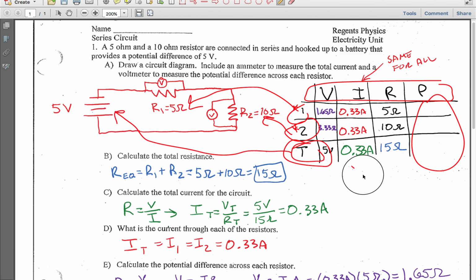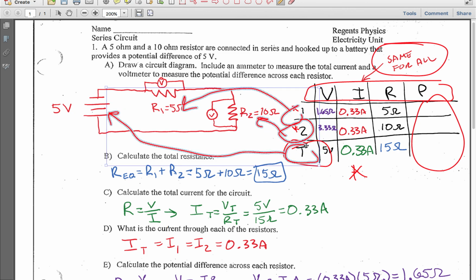Now the biggest key, remember that, as I put up here, the same for all is the current. Okay, the current is the same. So if you know the current, you can fill it all the way down. You can just continue to repeat the same value. Or if you happen to know, for example, the total voltage, which is usually something you are provided, and the total resistance, you can calculate the current.